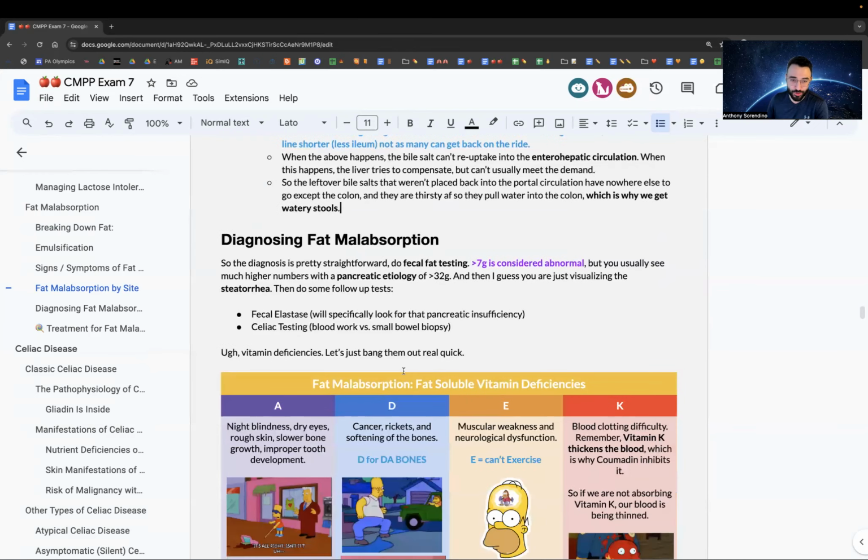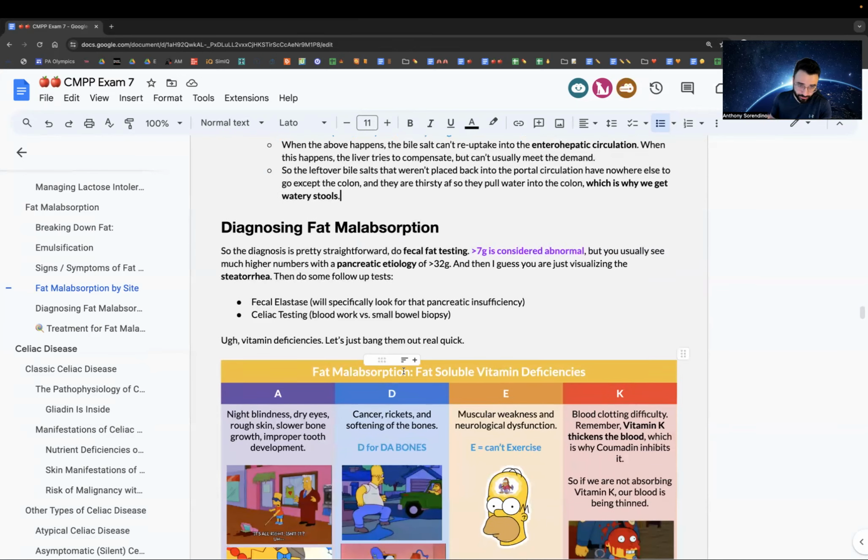Okay, diagnosing fat malabsorption. The diagnosis is very straightforward. We're going to do fecal fat testing. Greater than 7 grams of fat in our stool is considered abnormal. Like I mentioned before, if it's a pancreatic etiology, you'll see greater than 32 grams of fat in the stool, okay? And then you can just visualize steatorrhea as well.